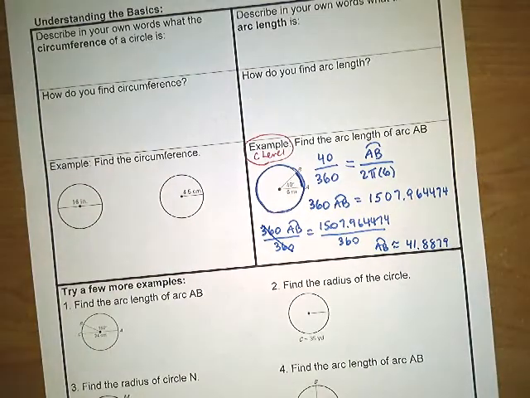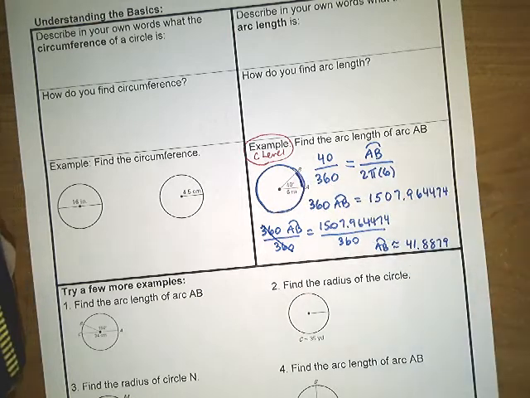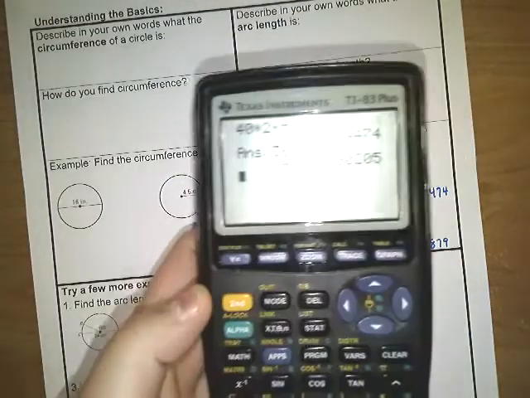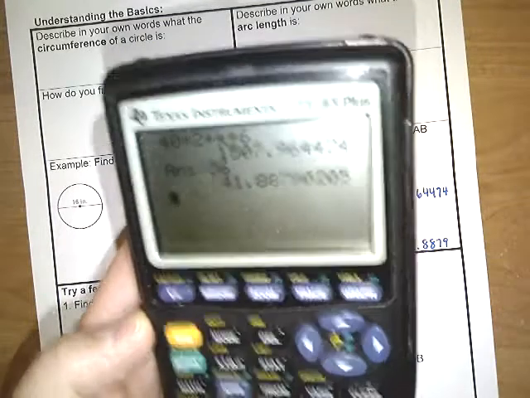41.8879. Now, at this point, we have arrived at our final answer. We've calculated the arc length of AB. And so now we can round off an answer if we want to. Obviously, at this point, I don't need all my decimals anymore because I've arrived at my destination, my final answer.